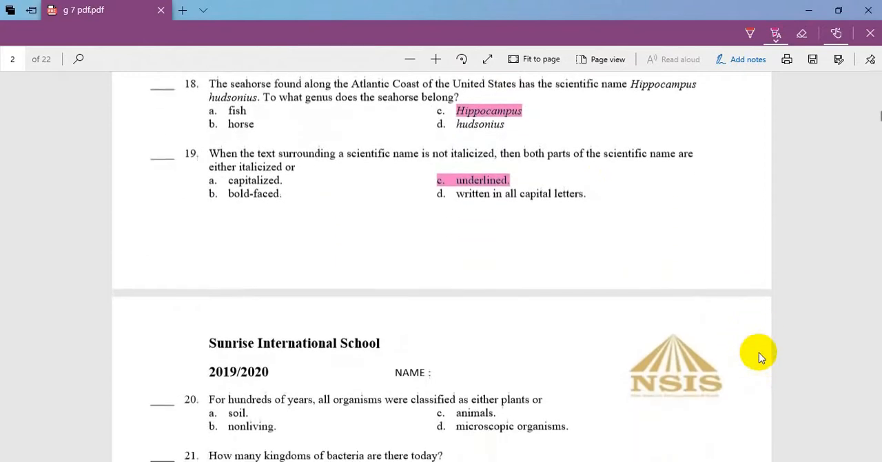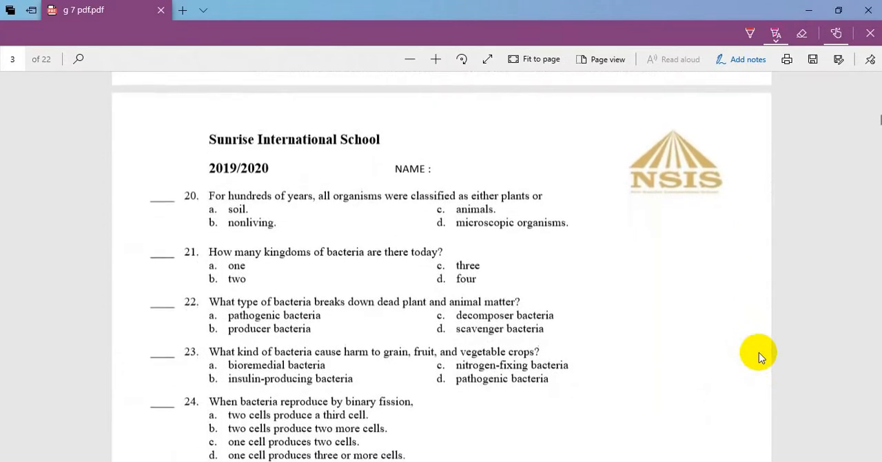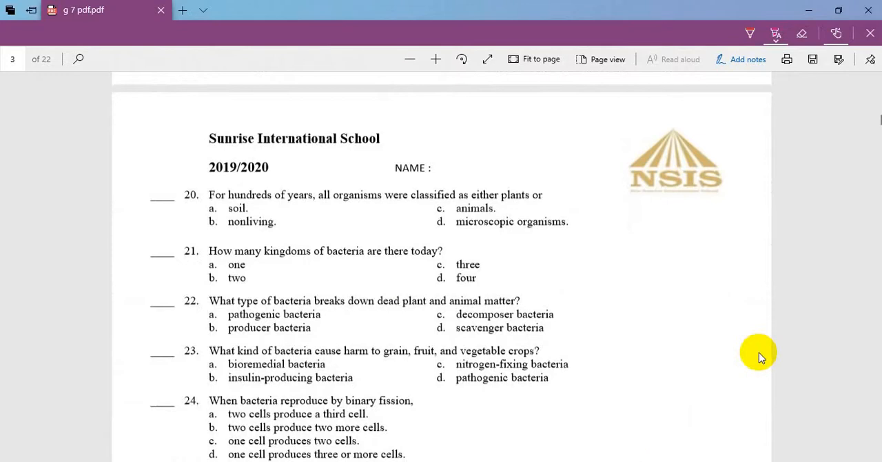Question 20: for hundreds of years, all organisms were classified as either plants or animals. Scientists classified organisms into two groups, animals and plants. How many kingdoms of bacteria are there today? So the answer is 2.